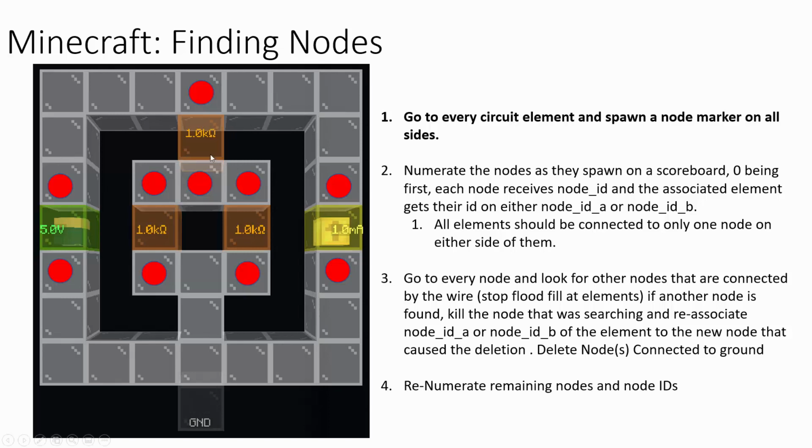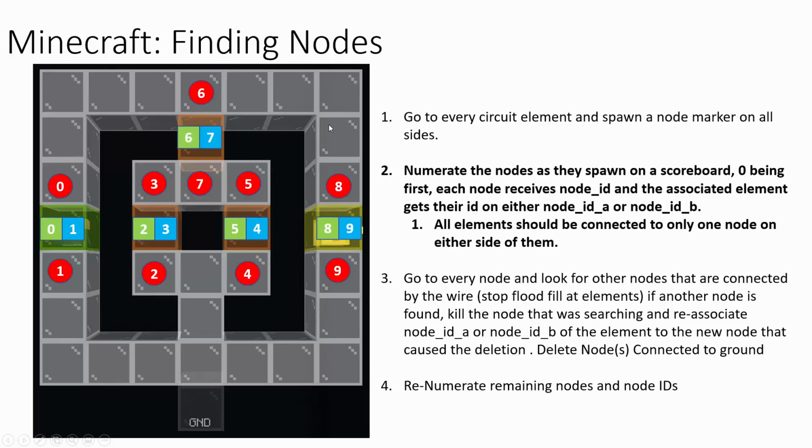So we're going to go to every circuit element and spawn a node marker at either side. So we basically spawn an entity at either side. There should only be 2 sides to every element. Okay, so then we're going to enumerate them all, and we're going to link their IDs with the thing that they're connected to, or the element they came from.